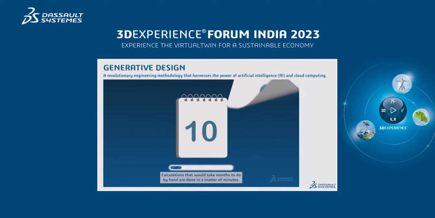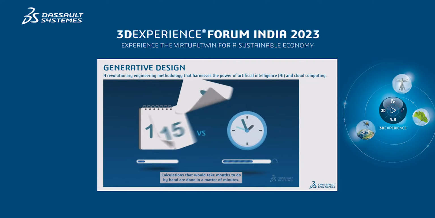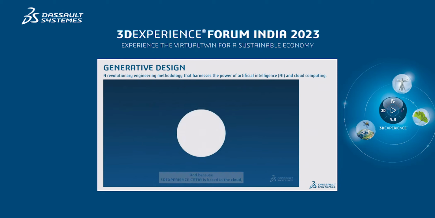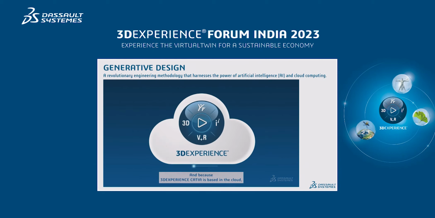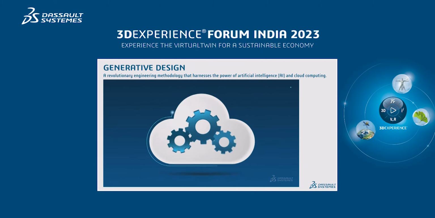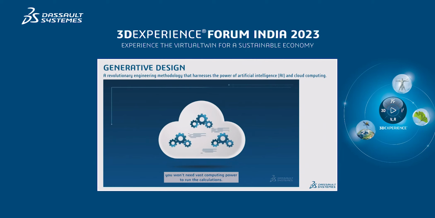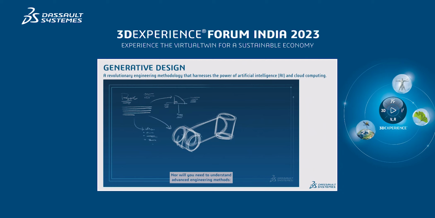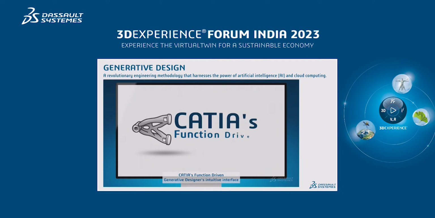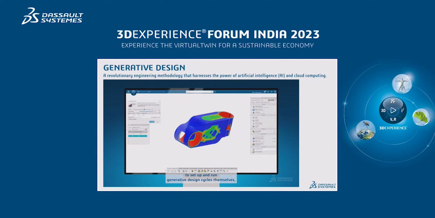Calculations that would take months to do by hand are done in a matter of minutes. And because 3D Experience CATIA is based in the cloud, you won't need vast computing power to run the calculations. Nor will you need to understand advanced engineering methods. CATIA's function-driven generative designer's intuitive interface allows designers without expert knowledge to set up and run generative design cycles themselves.